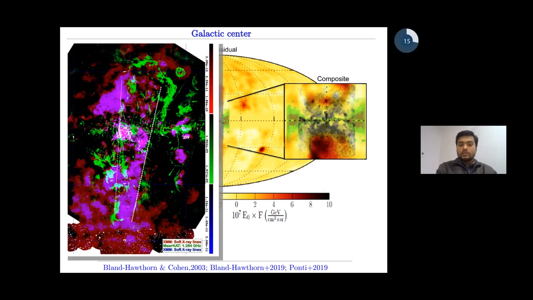Moreover, if you look even deeper, using XMM Newton and radio emissions, you can find even more interesting structures. For example, this left figure is from Ponti et al. 2019, and what they find is that in radio, which is the green color here, you clearly see a shell-like formation at the galactic center. Sagittarius A is roughly here, and in X-ray you find chimney-like features. This pinkish reddish color is the X-ray sulfur 15 line emission obtained from XMM Newton, and you can see that something seems to be coming out of the galactic center.